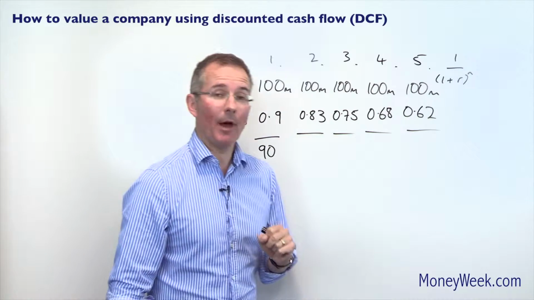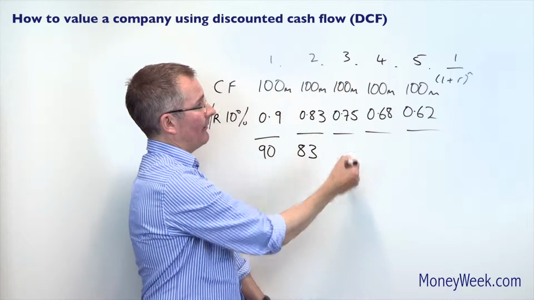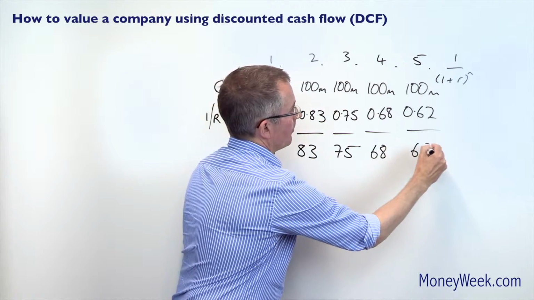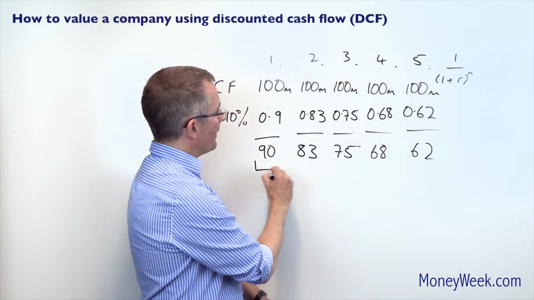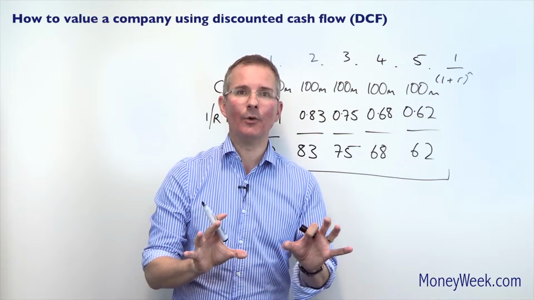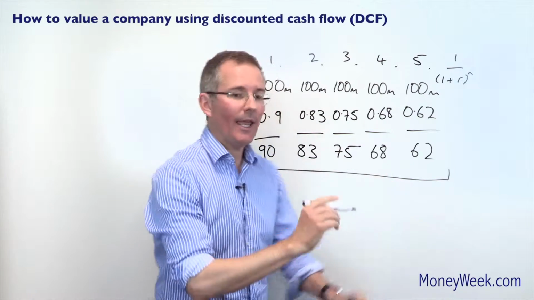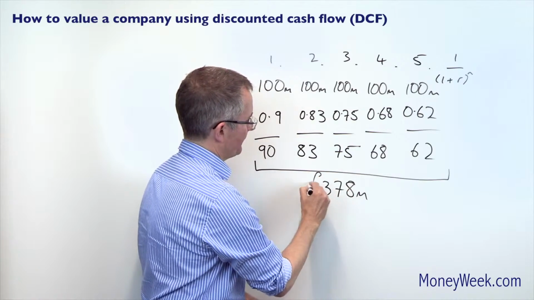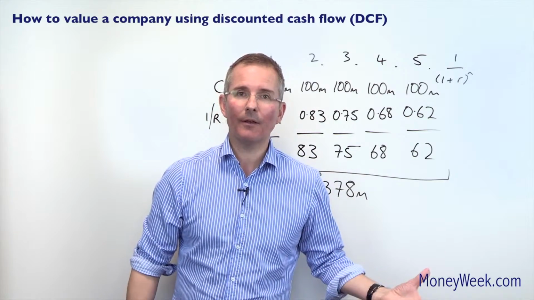I'll explain where I got that from in a moment, but it would reduce the second year's cash flow to more like 83. This is simply multiplying these out. 75, 68, and 62, all in millions, all in sterling, all right? And that means adding them all together, the, wait for the techie phrase here, net present value of those 5 years cash flows in today's money, if interest rates are 10%, is roughly 378 million. Not 500 million, which is what you get if you just added them all together, okay?